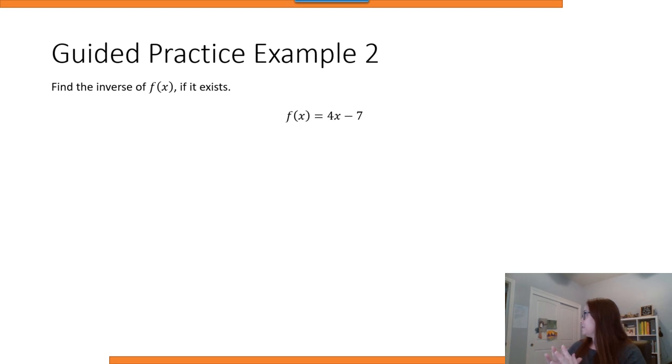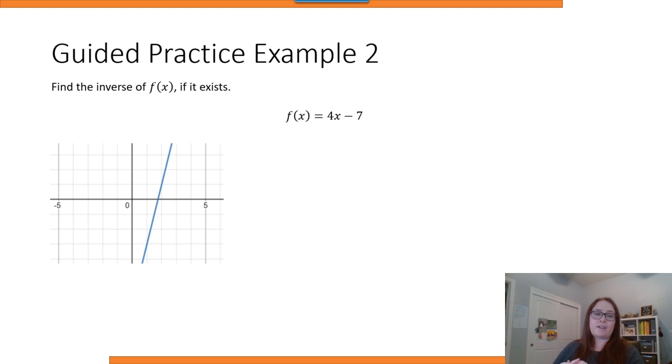Okay, so let's do an example with this. Find the inverse of f of x, if it exists. So that "if it exists" is super important. I want to first make sure that I'm actually dealing with a one-to-one function. Now this is a linear function, so I know it is going to pass the horizontal line test, but if you're ever unsure, go ahead and graph that in Desmos. So here, I can see I just have a linear equation. There's no horizontal line that I can draw through this that's going to hit the graph more than once. So this is a one-to-one function, which means I can go ahead and find its inverse now.